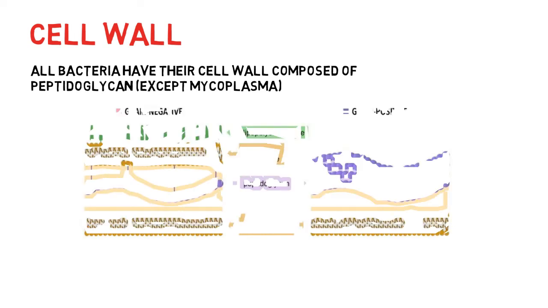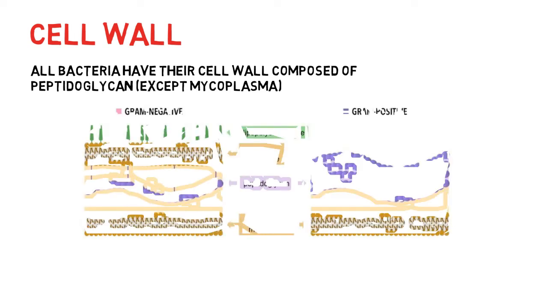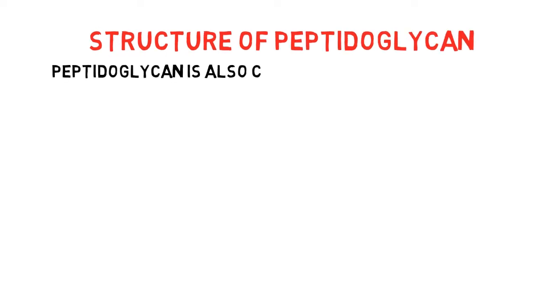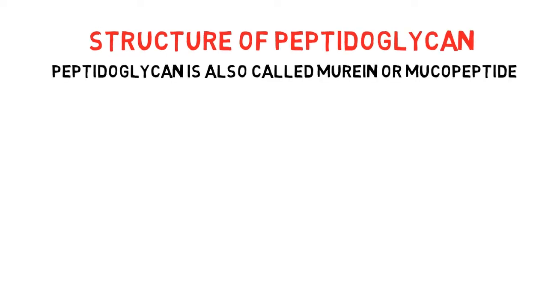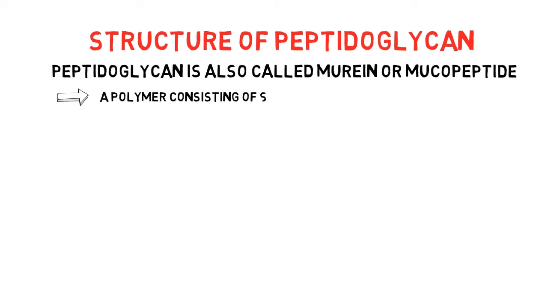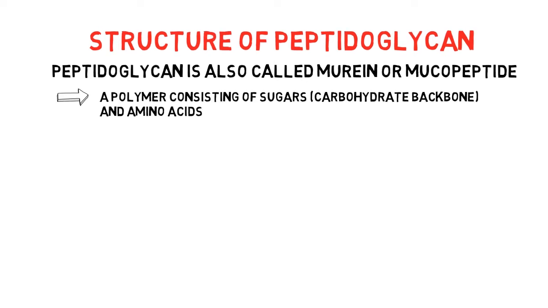Peptidoglycan is what divides bacteria into gram-positive and gram-negative organisms. In gram-positive bacteria, peptidoglycan is thicker, about 15 to 80 nanometers, while in gram-negative it's thinner, about 2 nanometers. Peptidoglycan is also called murein or mucopeptide. It is actually a polymer consisting of sugars and amino acids.